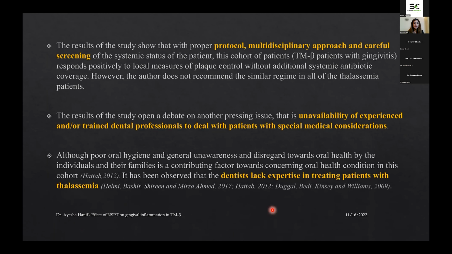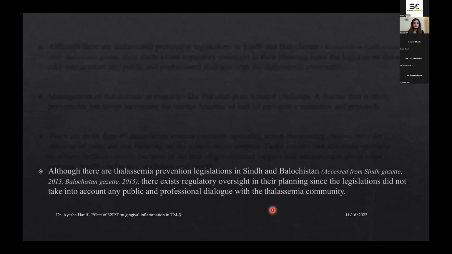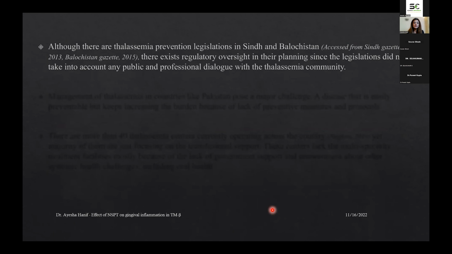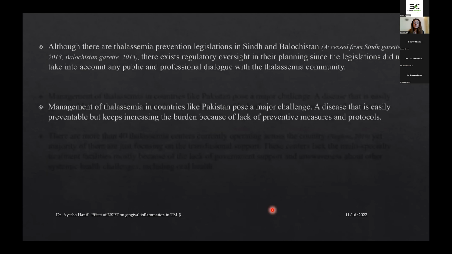Although poor oral hygiene and general unawareness and disregard toward oral health by the individuals and their families is a contributing factor, it cannot be disregarded that dentists do lack expertise in treating patients with thalassemia. Although there are thalassemia preventive legislations in Pakistan, there exists regulatory oversight in the planning since the legislations did not take into account any public and professional dialogue.